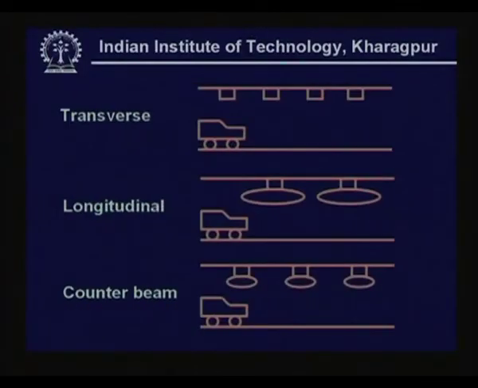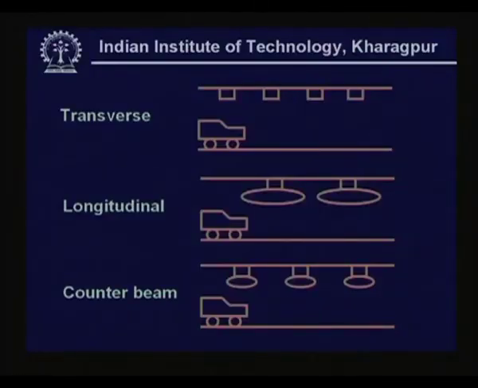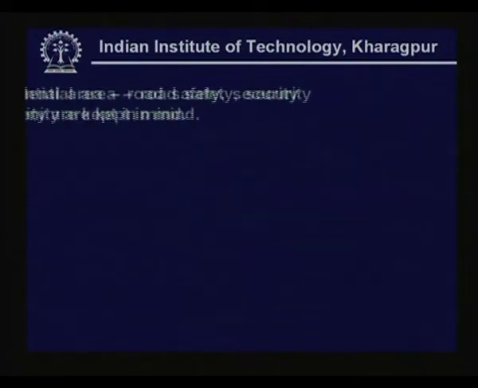That is it. The picture here shows transverse, perpendicular to the plane of the paper, where the fluorescent lamps are located. That is what is in the top picture. Longitudinal, they are located along the axis. The spacing can be larger. Counter beam, opposite to the traffic flow. So, the traffic is flowing from left to right, and therefore, this presupposes traffic is flowing only in one direction.